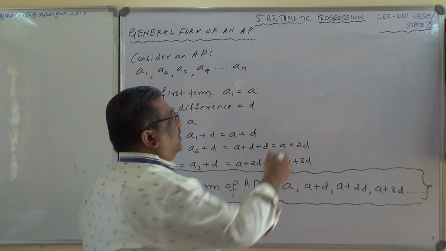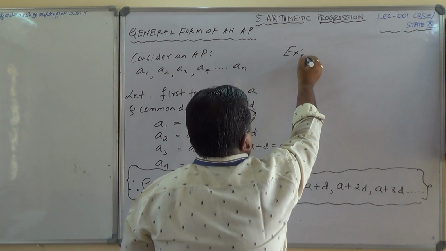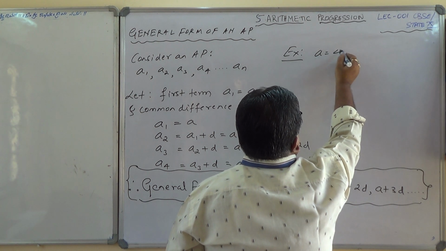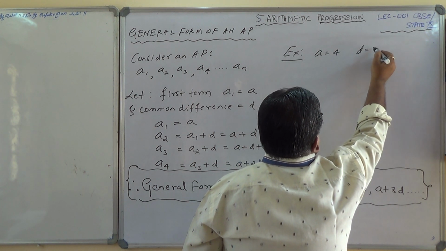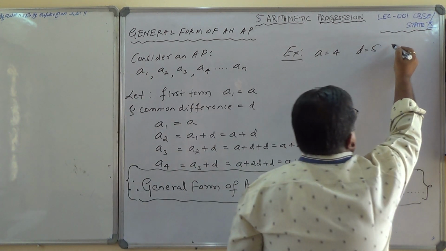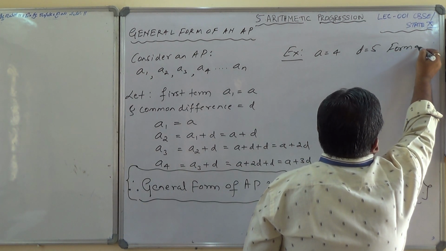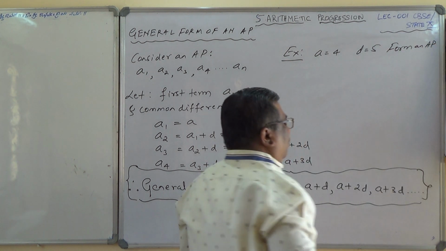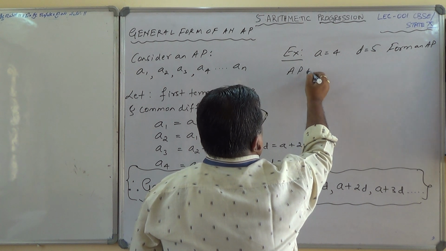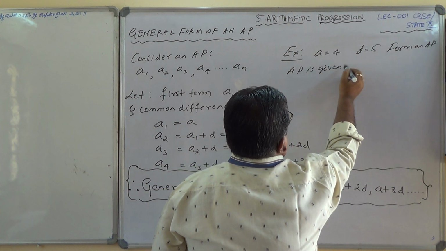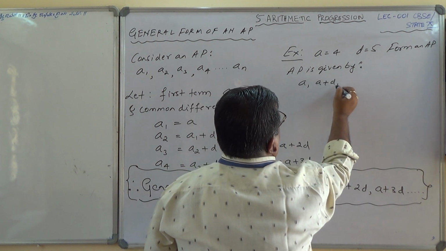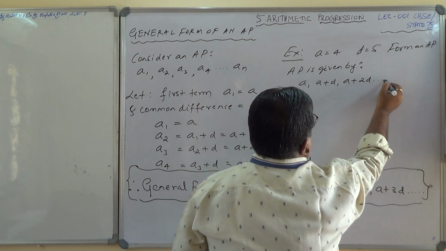I'll give one example here itself. Let us take one example. First term a equals 4 and d equals 5. Form an AP. This is the question. So we know that the general form is written as, AP is given by a, a plus d, a plus 2d, dot dot dot.